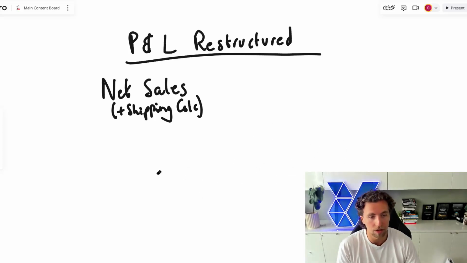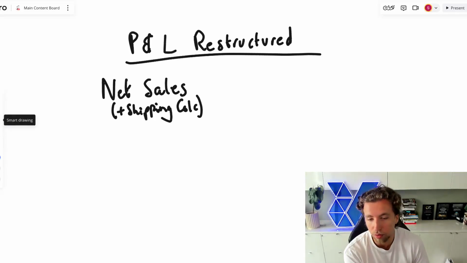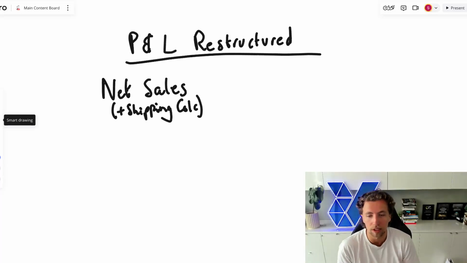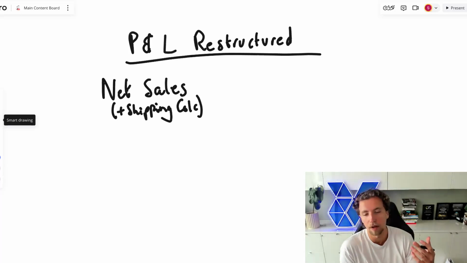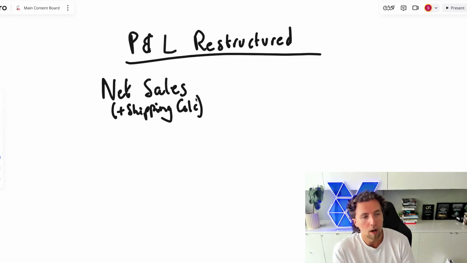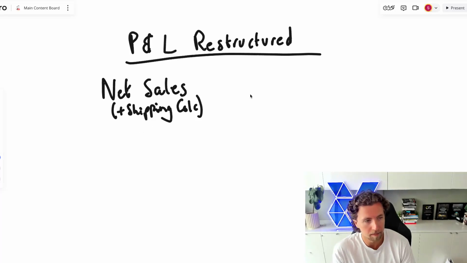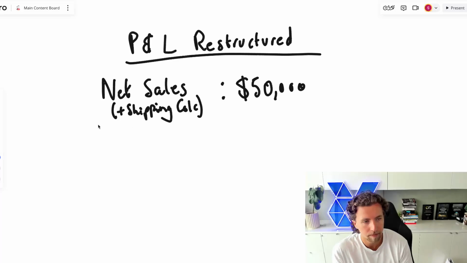Should I include taxes? Should I not include taxes? I personally don't like including taxes. I think it's a flow-through expense. I don't believe it should be an actual expense calculated in any type of percentage gross margin or percentage contribution margin figures. And so I would take net sales and then I would add shipping collected. And this is the shipping collected at checkout. And then you would have your figure here. And so let's call it $50,000 during this time period that we're looking at.